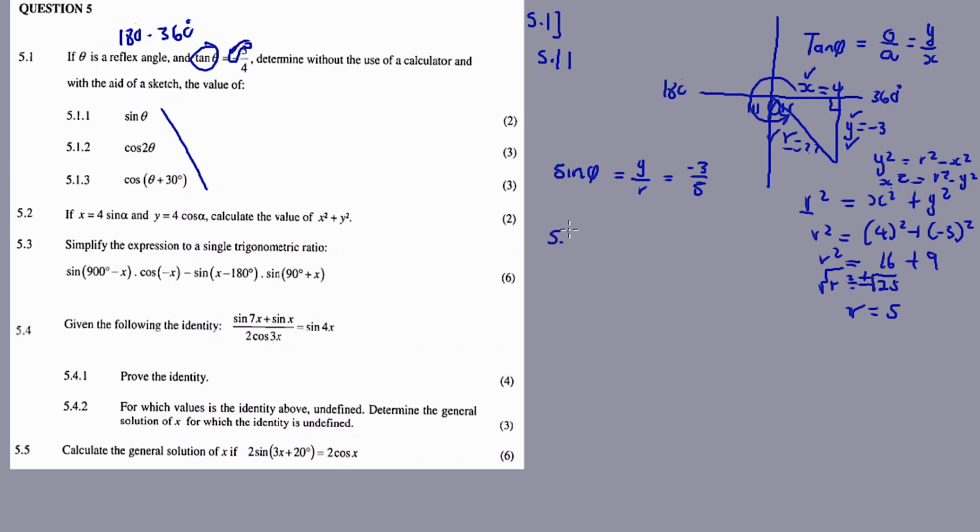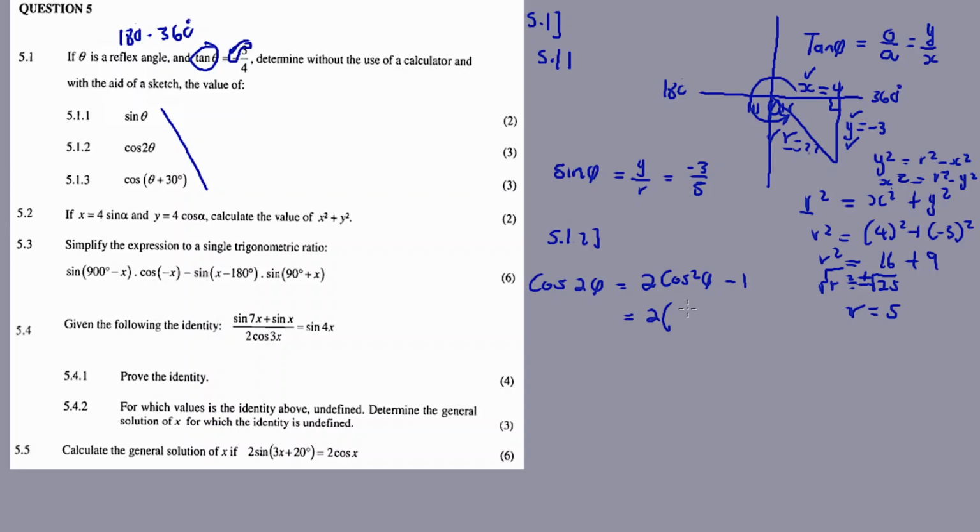Now 5.1.2, what do we want here? We want the value of cos 2 theta. Now our angle is theta, not 2 theta, so it shows that this angle must be simplified further, or this ratio must be simplified further. So cos 2 theta is a double angle of cos, right? To simplify this, you can use any of the three identities. I will use this one, cos squared theta minus sin squared theta, equal to 2. What is the value of cos?